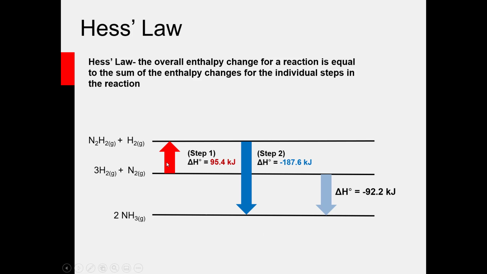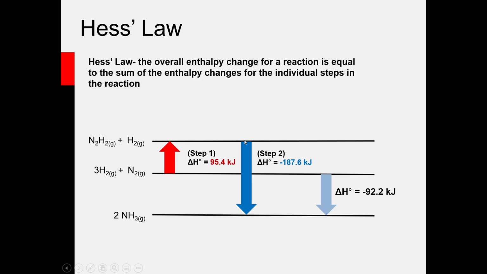Or another way of visualizing this is the first step in the reaction, making hydrazine, sorry, that should be N2H4 in the diagram here. I'll fix that for you on the lecture slides. Making hydrazine from 2 moles of hydrogen gas and 1 mole of N2 is an endothermic step. You have to put in 95.4 kilojoules of energy to complete the first step in the reaction. However, hydrazine is a very reactive molecule and readily reacts with 1 more mole of hydrogen gas to make 2 moles of ammonia.